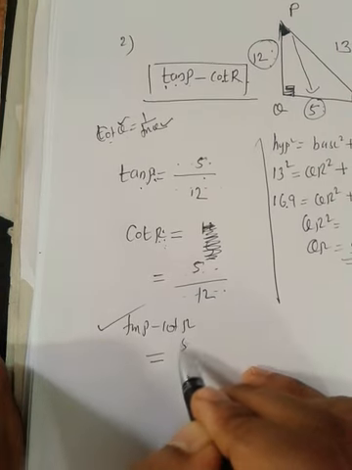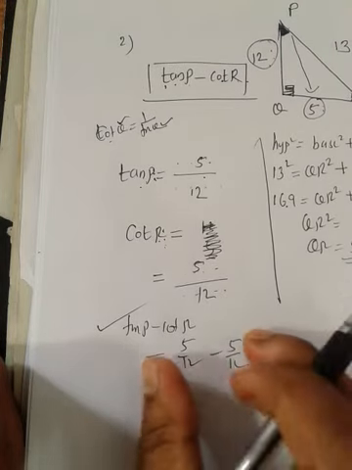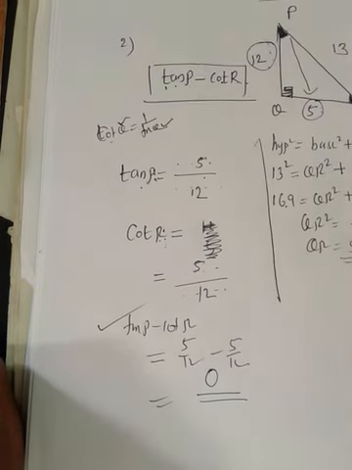Then what is tan P? 5 by 12. What is cot R? 5 by 12. When you subtract two same quantities, you will get the difference as 0. So your answer will be 0.